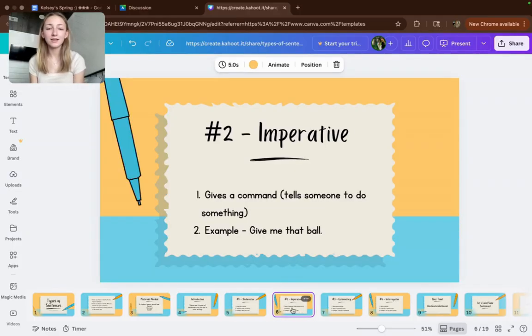Okay, so the next one we're talking about today is imperative. And this type of sentence gives a command or tells someone to do something. So, an example of that might be, give me that ball. Or if you're telling your dog to sit down, you're commanding your dog to do something. So, that would be an imperative sentence.